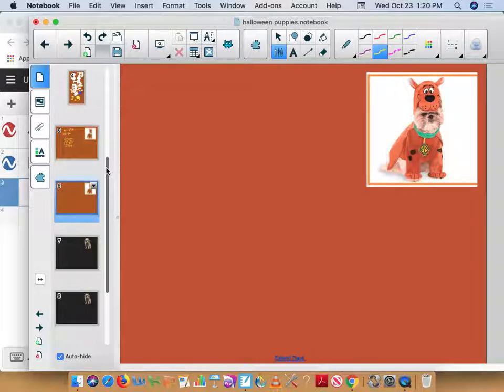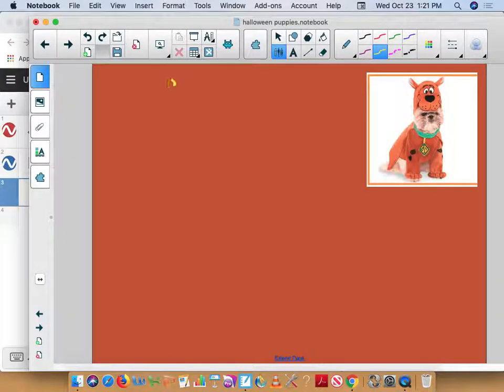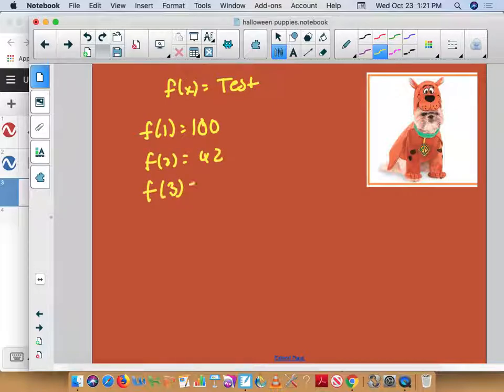But now she's ready to move on. Susan and I talked about it too, and I think this really hit home with her. If I said f of x is what I made on my test, okay? On the first test, I made 100. On the second test, I made a 42. On the third test, I decided I should study, and I made an 88, okay?